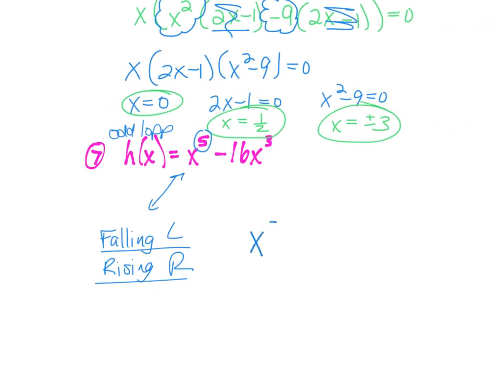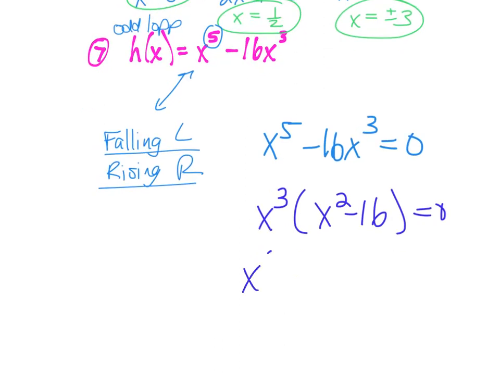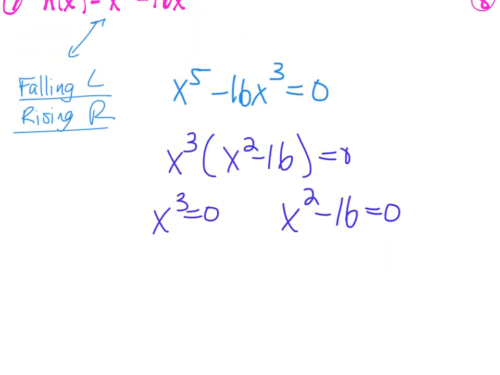So I have x to the 5th minus 16x cubed equals 0. First thing I look for is GCF. What do they both have in common? X cubed. Take out an x cubed. I'm left with x squared minus 16. Ooh, we like those. Can I factor x squared minus 16 more? Yes, I get x plus 4 and x minus 4. If you don't see that, you just say, I just want to set it equal. Fine. X cubed equals 0. X squared minus 16 equals 0.